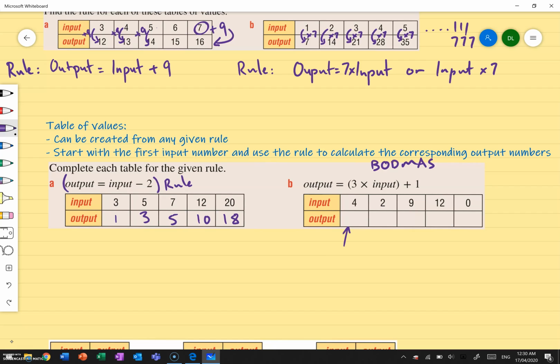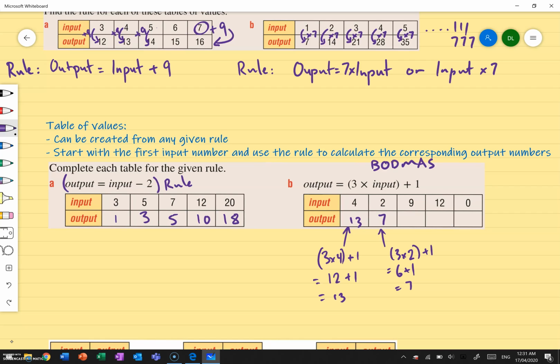My input is 4, so 3 times 4 plus 1. 3 times 4 is 12. Plus 1 is equal to 13. So I would write 13 right here. 3 times 2 for this one over here, because my input is 2. 3 times 2 plus 1 equals, what's 3 times 2? It's 6, right? So 6 plus 1 gives me 7. So I write 7 there.